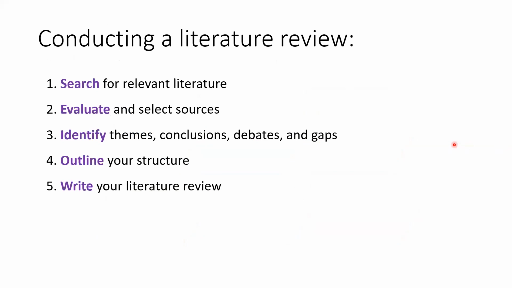So conducting a literature review has 5 steps. First, you need to search for relevant literature. Then you have to evaluate the sources. Then you have to identify themes, conclusions, and debates among the sources that you have found. You search the literature, and then you have to read, right? I have not said it here, but evaluating, yes, definitely you have to read.